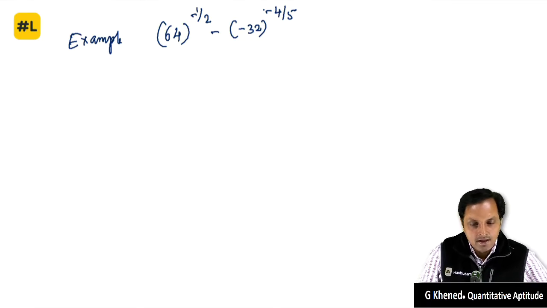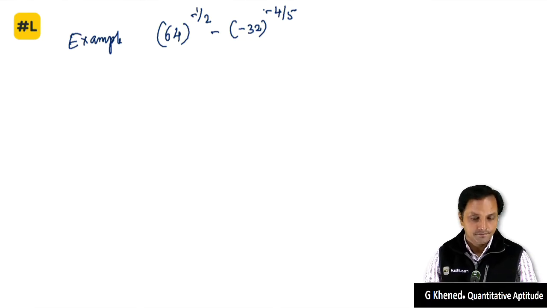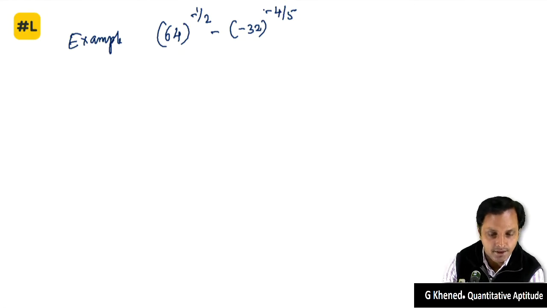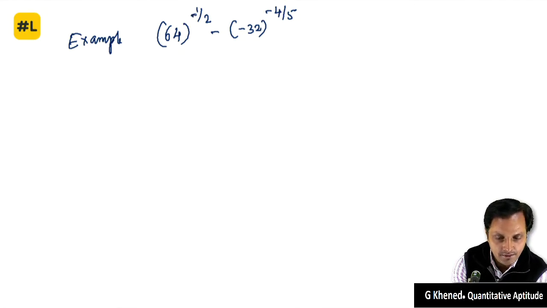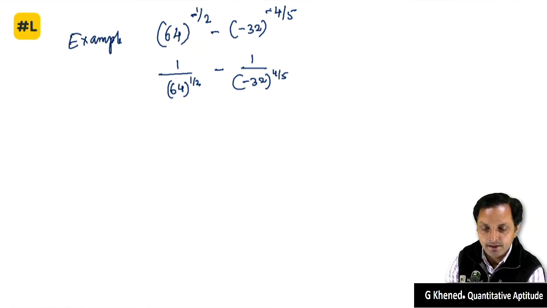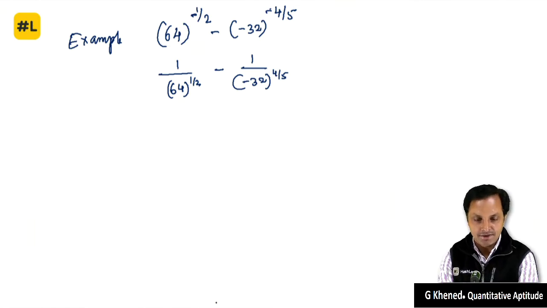Very simple. Whenever you have a power that is negative, you can take that in the denominator. So what does that give you? This will be 64 power half minus 1 divided by minus 32 power 4 by 5. So minus 4 by 5 will come in the denominator and it will become plus. And you know the simple rule.